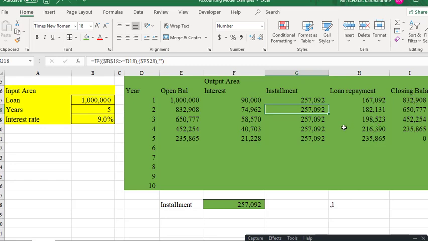Right, ultimately at the end of year 5 you can see the closing loan balance becomes 0. Actually, this implies our installment calculation, our sum and the model is correct, right? If you have correctly prepared the model, at the end of the loan repayment period, the loan closing balance should be exactly 0. You can see it is 0, right?